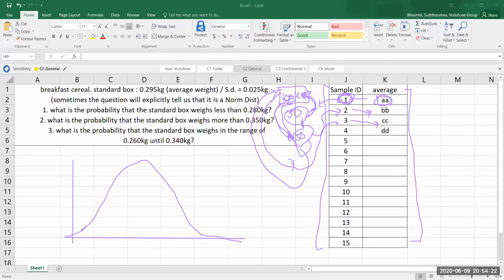Okay, so after all, this bell curve will represent all the samples and its mean. Exactly, right. So let's say this is one bin of some samples. This is one more bin, and this is one more bin, and so on.